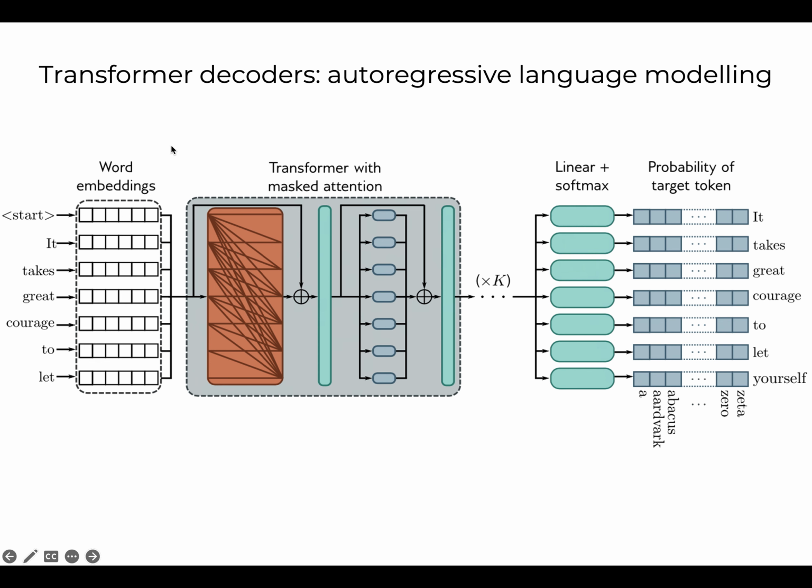I basically just cut off the connection, so we can see that the output for the first token is only allowed to attend to the first token. The second token can attend to the first and second, and so on. Only the last one can attend to everything.